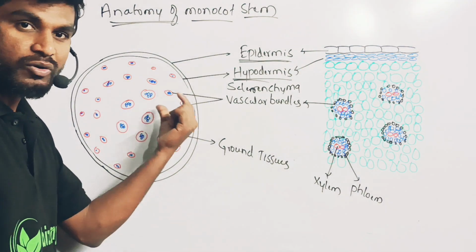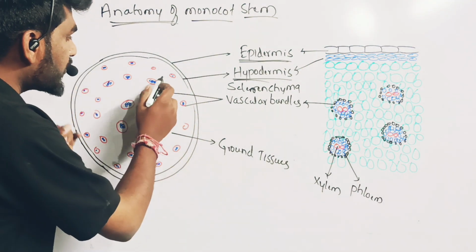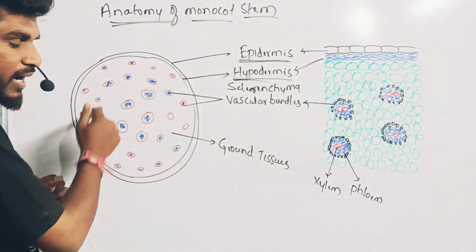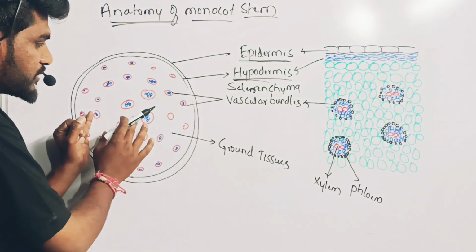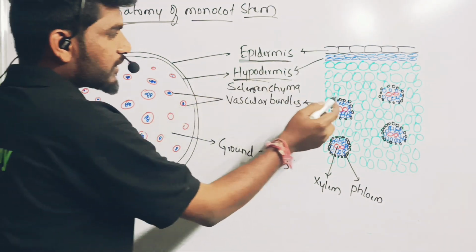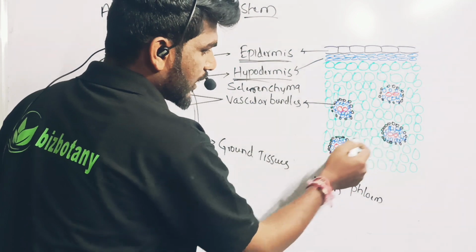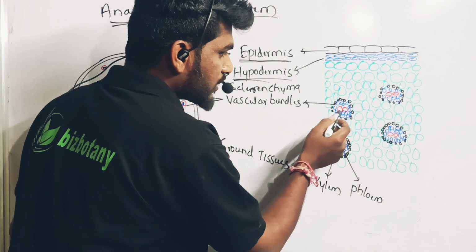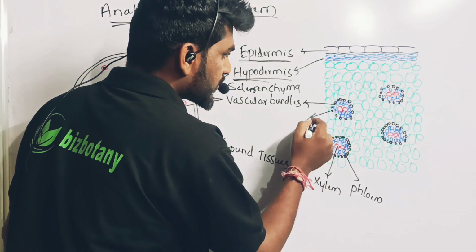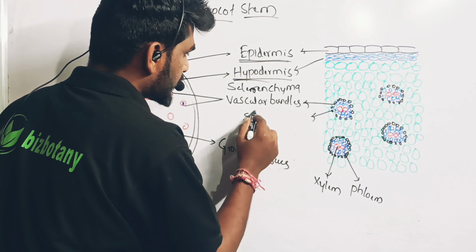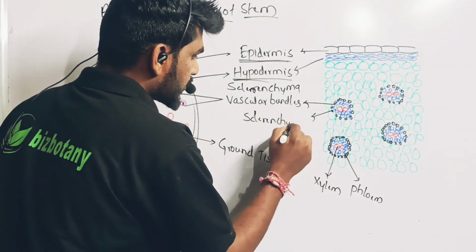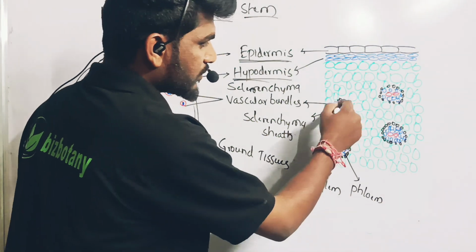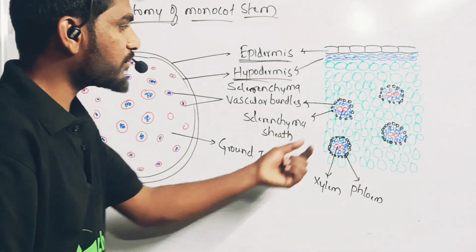Inside the hypodermis, or below the hypodermis, we have scattered vascular bundles. Here you can clearly see the scatteredly arranged vascular bundles inside the hypodermal region. Here also scatteredly arranged vascular bundles are present. These vascular bundles are covered by a sheath which is made up of sclerenchyma. Around the vascular bundles we have a sclerenchyma sheath.